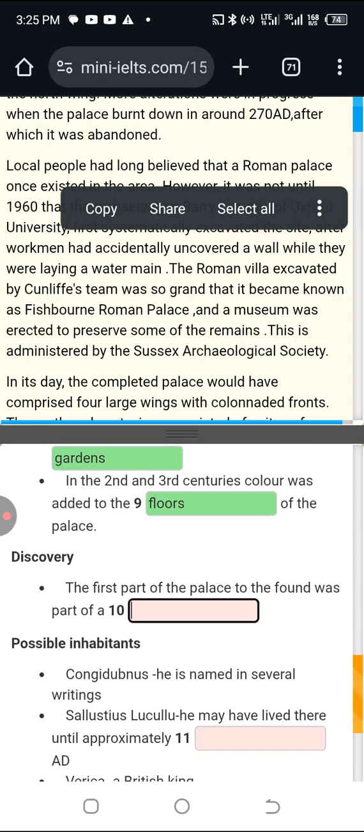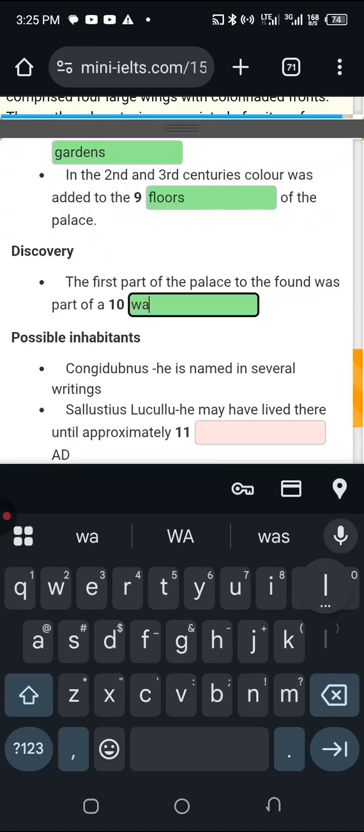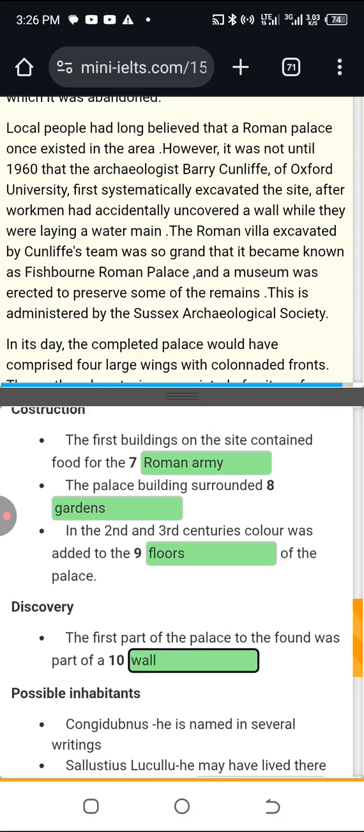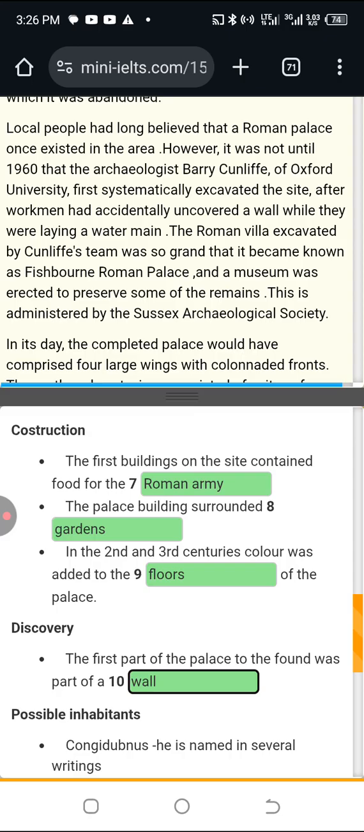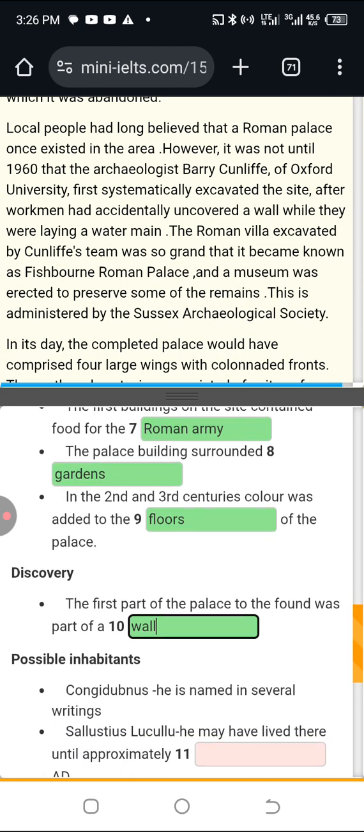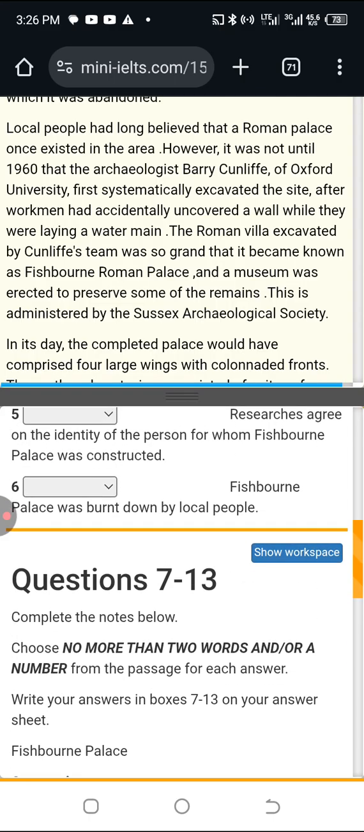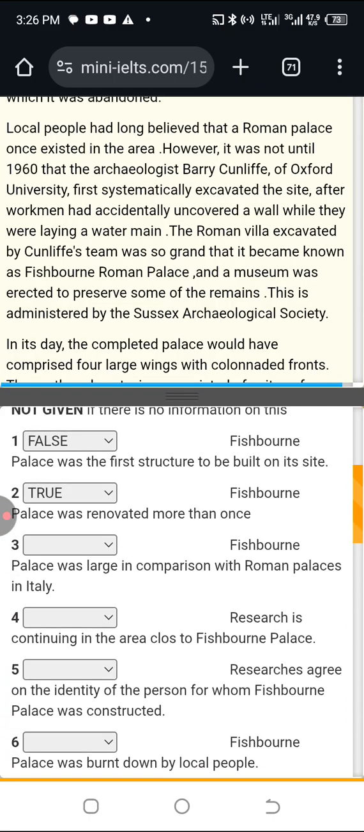So this number 10 is going to be wall. W-A-L-L. Wall. Okay? They uncovered a wall. So that's part of the palace. That's when these archaeologists went there and then they checked, and they confirmed that there's a structure here. So, you see, I'm reading between the lines. Okay? Number 3, Fishbourne Palace was large. I've not yet seen anything like this number 3.